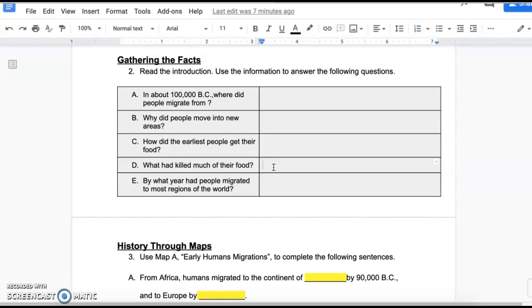Letter D. What had killed much of their food? And type your answer over here. And letter E. By what year had people migrated to most regions of the world? And type your answer in the box over here.